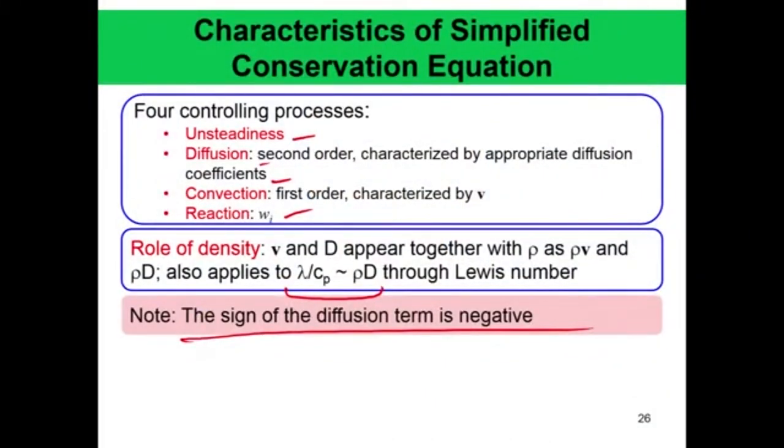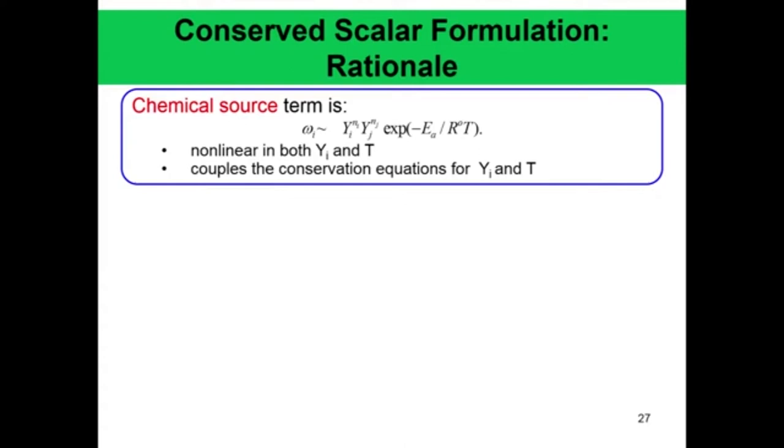The important thing is that the sign of the diffusion term is negative, and that arises because heat always flows from a high temperature region to a low temperature region. Now the chemical source term, we can write in terms of species mass fraction. There will be some constants in terms of molecular weights, etc. We can write omega i, the reaction rate, as essentially Y_i^n_i times Y_j^n_j times e to the power of minus E by R_0 T. It's nonlinear in both Y and T.